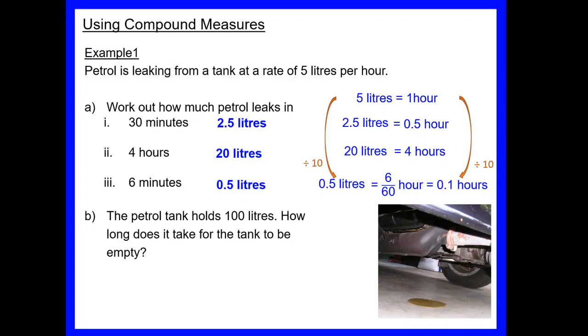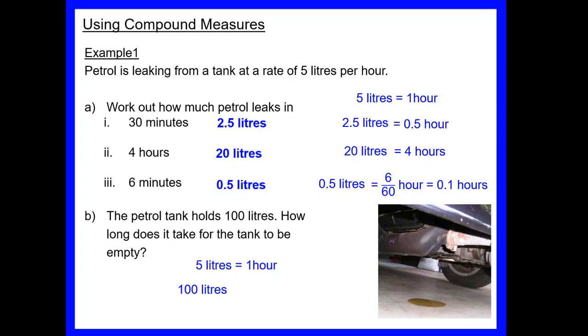Finally then, the petrol tank holds 100 litres. How long does it take for the tank to be empty? Again, we'll start with our original value, which is 5 litres is equal to 1 hour. But this time we're told how many litres we've got, so under the litres side, we're going to put the 100 litres. Now we've got to get from 5 to 100. 100 is bigger than 5, so we're going to have to multiply.